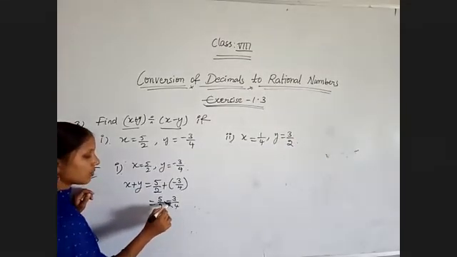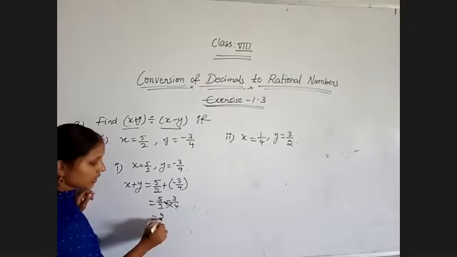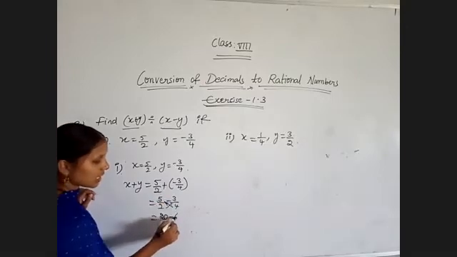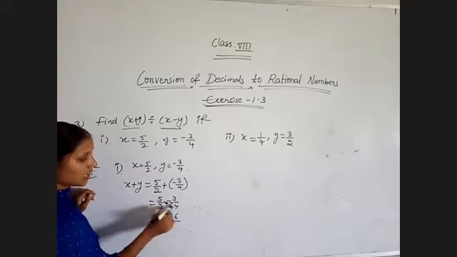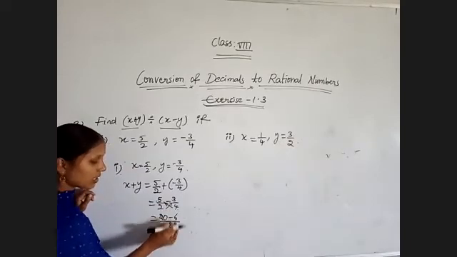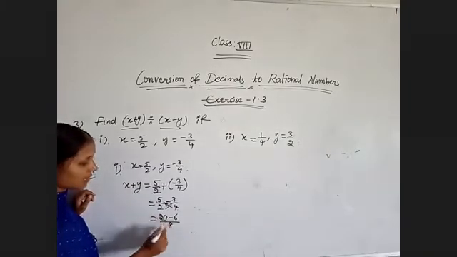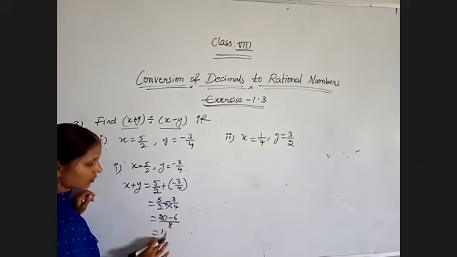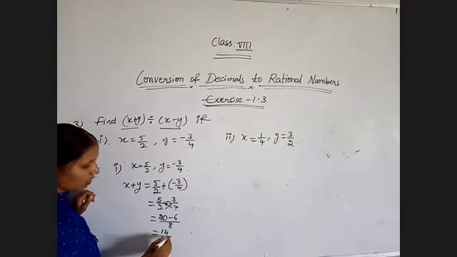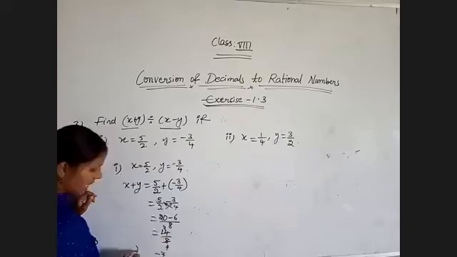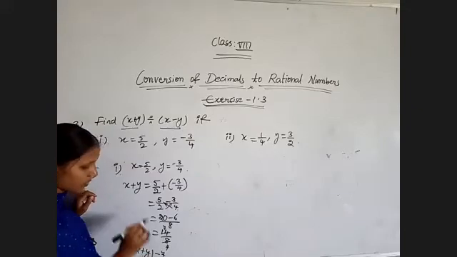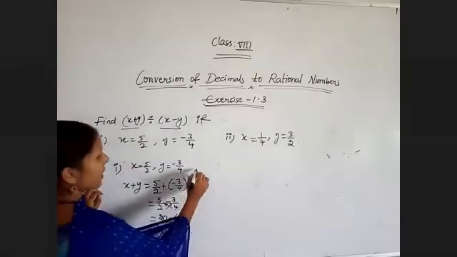5 4s and 2 3s. 5 4s are 20, 2 3s are 6, 2 4s are 8. Multiply crossly the numbers, and the denominator also we need to multiply, while we are using the cross multiplication method. 20 minus 6 is 14 by 8. Okay. Now 2 7s are 14. That is the x plus y value. Now coming to the x minus y value.